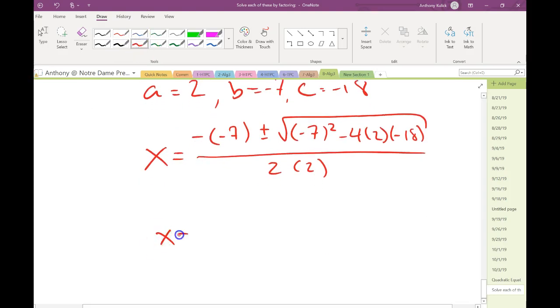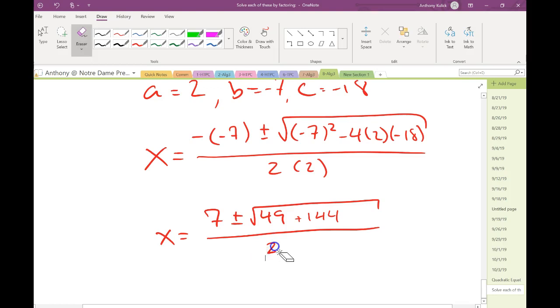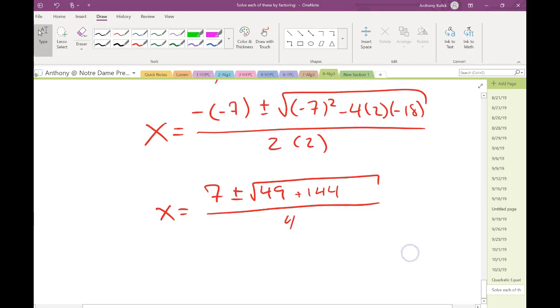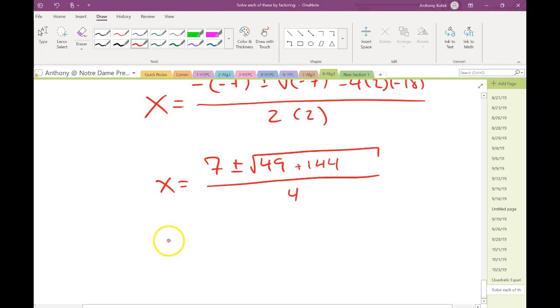So, negative of negative 7 is just positive 7. Negative 7 squared, or negative 7 times negative 7, is positive 49. Negative 4 times 2 is negative 8. Negative 8 times negative 18 is a positive 144. And then 2 times 2 is 4. Now 49 plus 144 is 193, is that right?